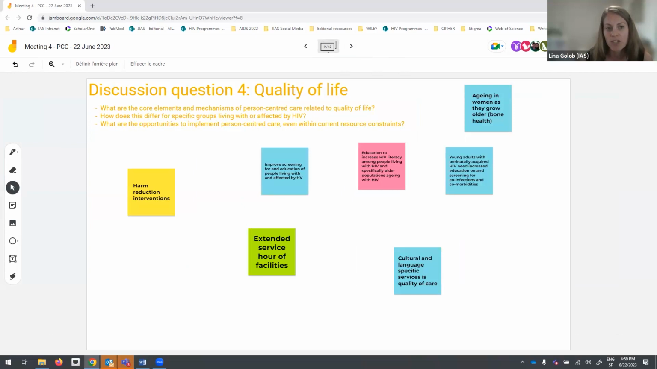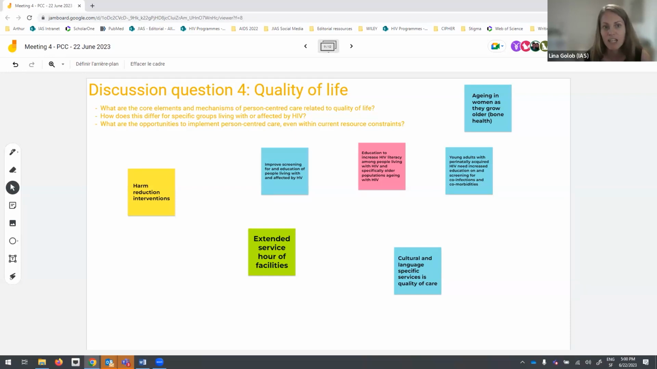Basically, to respond to the first question about the core elements and mechanisms of person-centered care, we really focused on two things, which is improved screening for co-infections and comorbidities, and most importantly, and this is a point that's true for all age groups of people living with HIV, improved educational opportunities. And really, to have empowered clients, we need people to know more about their own health. Jules was mentioning that a lot of older people living with HIV do not know what frailty is. They do not know what the different impairments are that you can have, and that this is related to HIV. So really the two points were improving screening and education of people living with HIV.